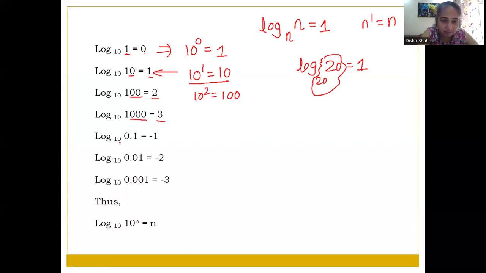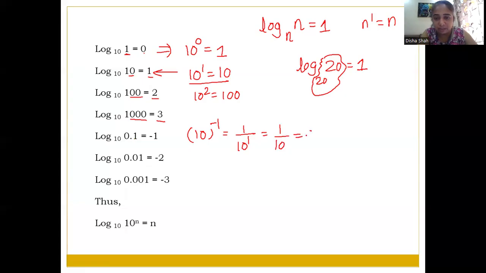Similarly, you can see here that log of 0.1 to the base 10 is equal to -1. How? What is 10 raised to -1? Now, if I want to make the power positive, here the power is negative. To make the power positive we have to take the reciprocal of 10. So this is nothing but 1 upon 10 raised to 1. That is equal to 1 upon 10. That is equal to 0.1. That is, the value of 10 raised to -1 is 0.1. That is, we can say that log of 0.1 to the base 10 is equal to -1.